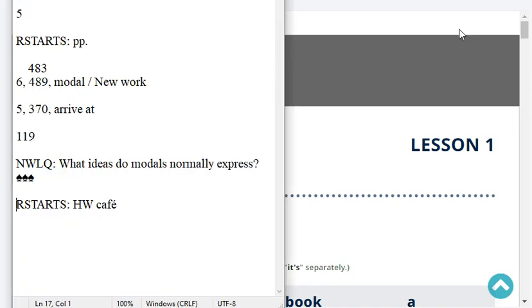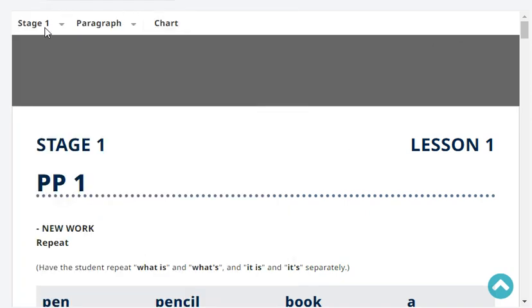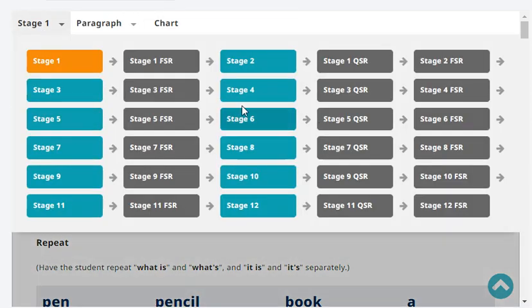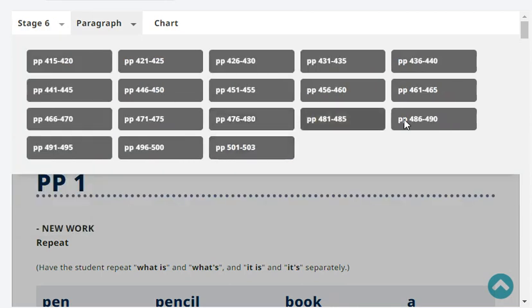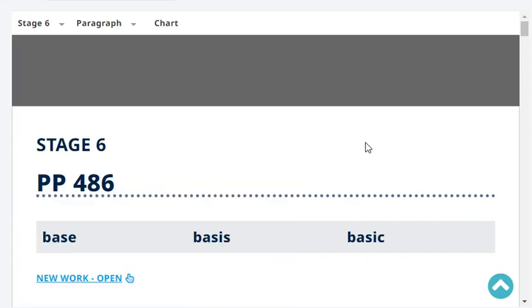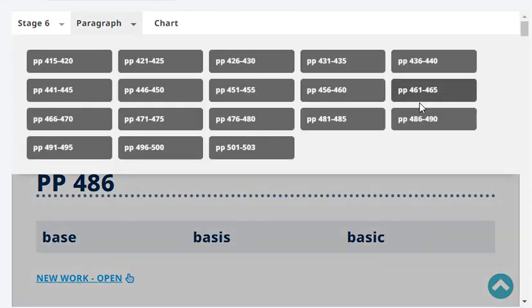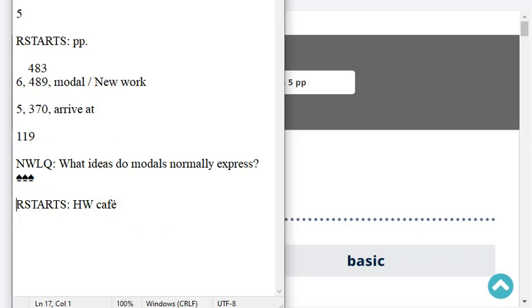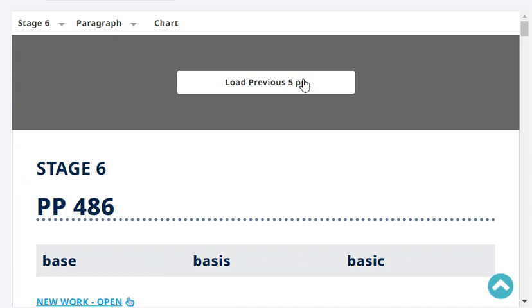At stage 6, paragraph page 489. Okay, and our last headword was model, new word, type of lesson. 489 model. Okay, so let's start with our revision. Ready? Okay.